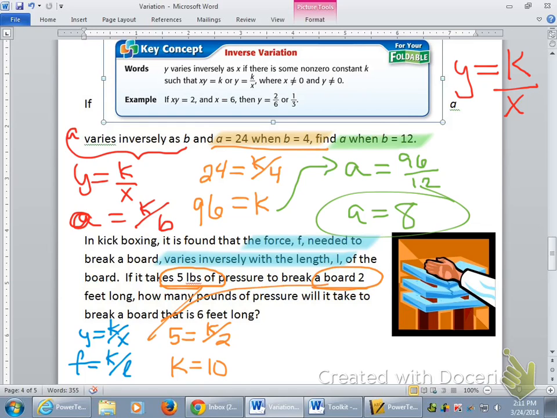Now if it's constant in one, it's constant in both. So use this 10 to help you find out about this 6-foot long board. So F is going to equal K over L, but of course now I know what K is. It's 10 over 6, which is 1.6 repeating.